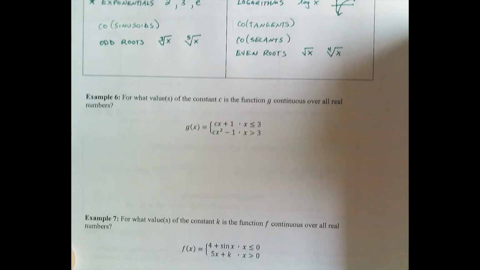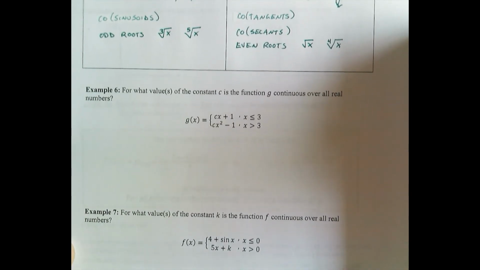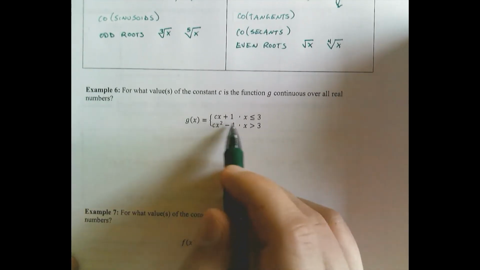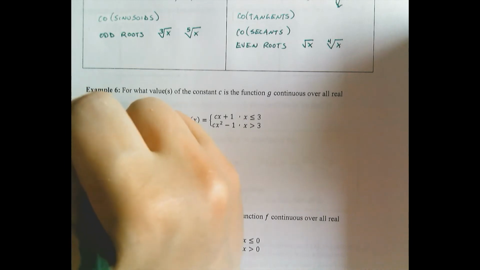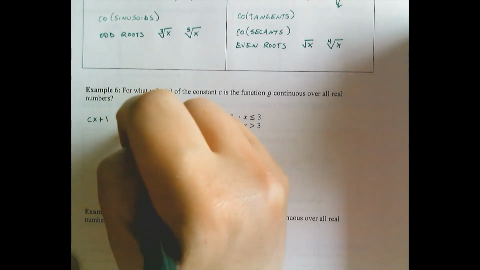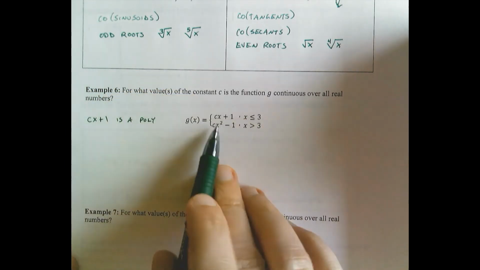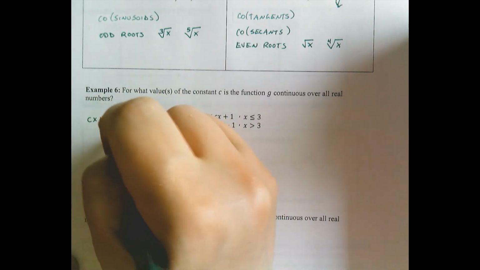So here we've got example 6. For what values is the function continuous? Well, x plus 1 is a polynomial, so this will be continuous everywhere, and therefore continuous.